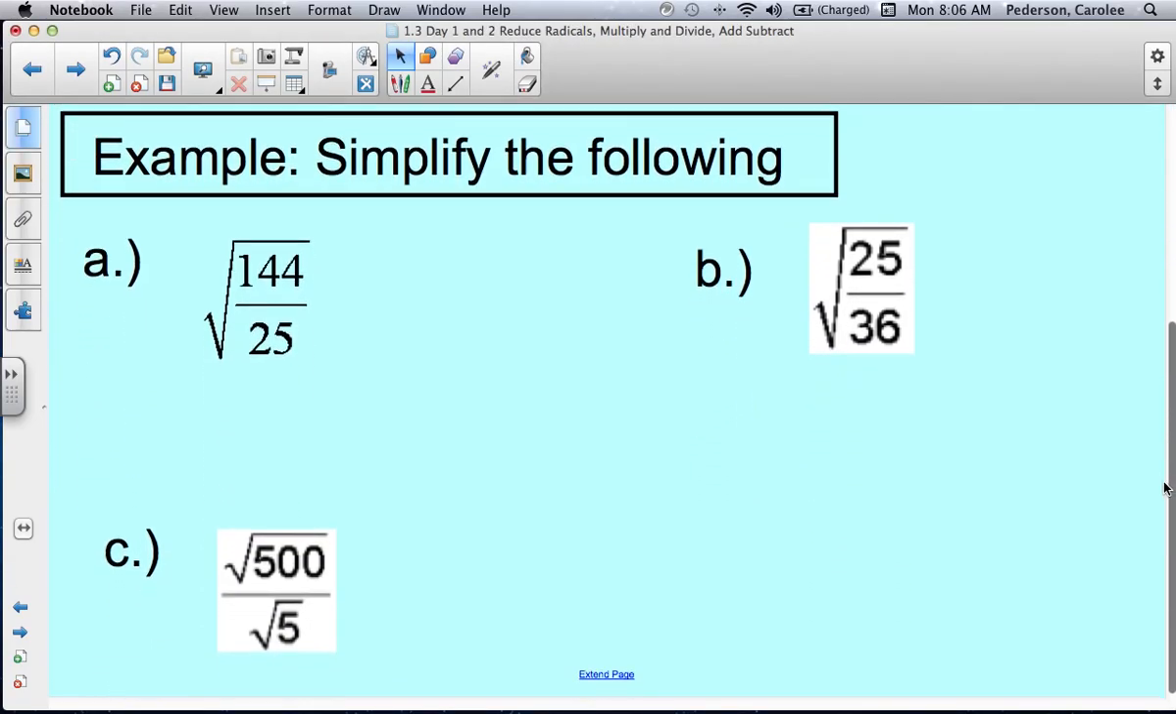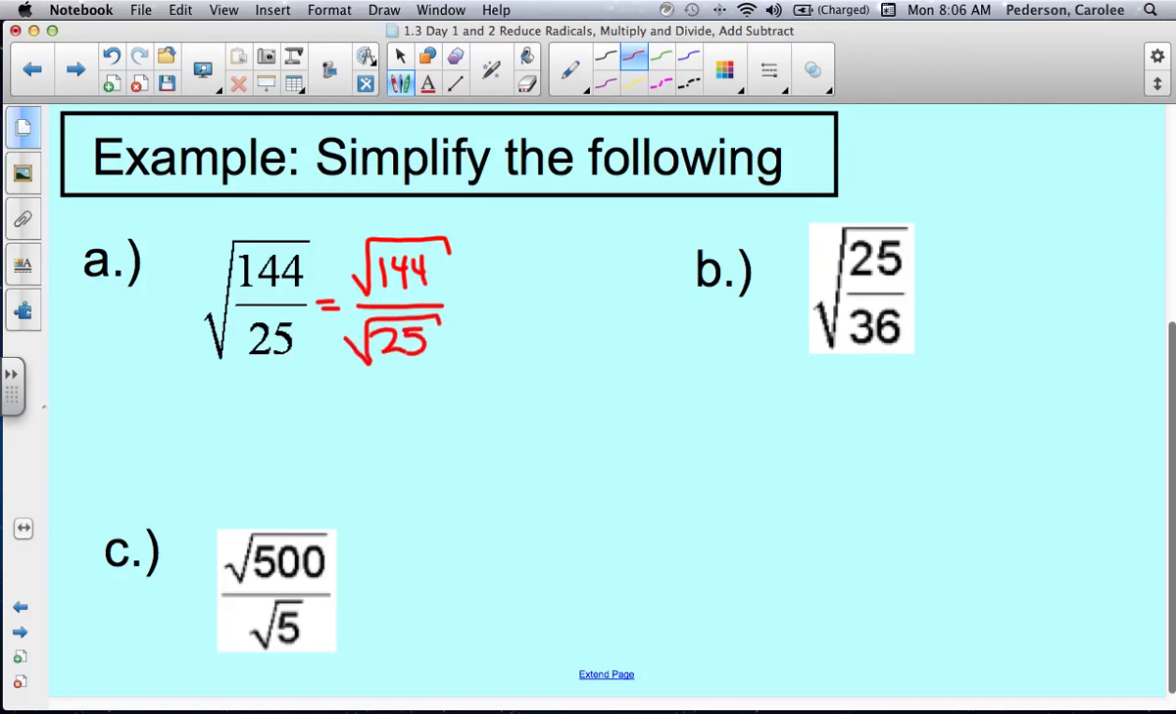The first example, the square root of 144 over 25. This is one large radical. You can separate out this large radical into two separate radicals. Why this might help you is we can recognize that the square root of 144 is 12 and the square root of 25 is 5. This is 12 squared. This is 5 squared. And we're left with 12 over 5.